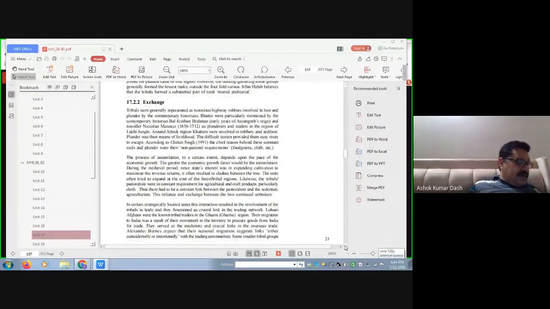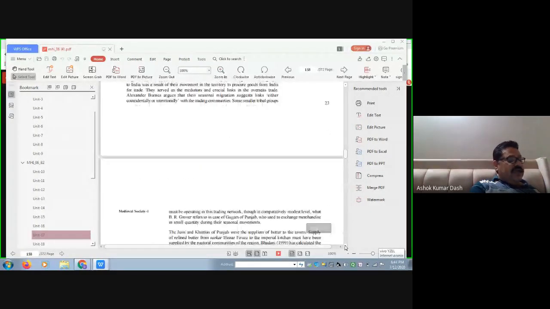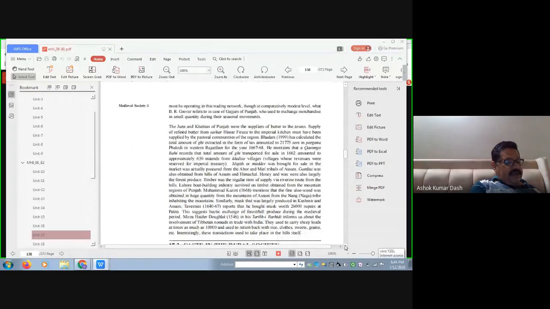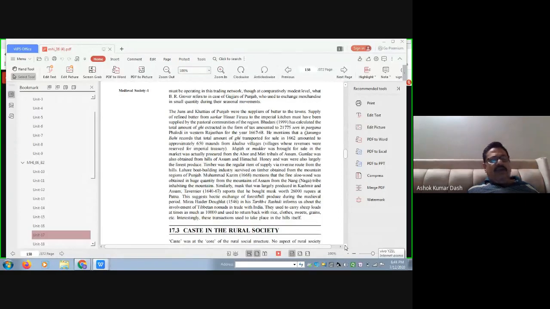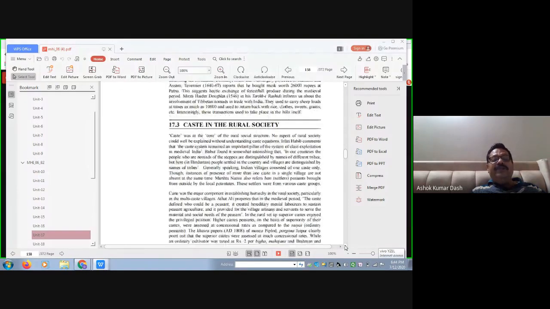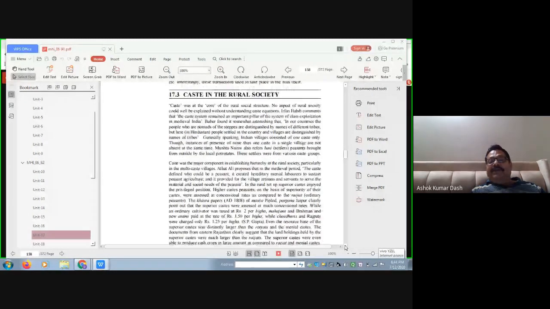So this is the brief discussion I gave you on rural society in the Deccan. If you read, you will get a lot more information, and you can know more things. If you can't understand, you can ask me. But I think in this block there is nothing more to understand; you can understand it yourself if you read it properly.